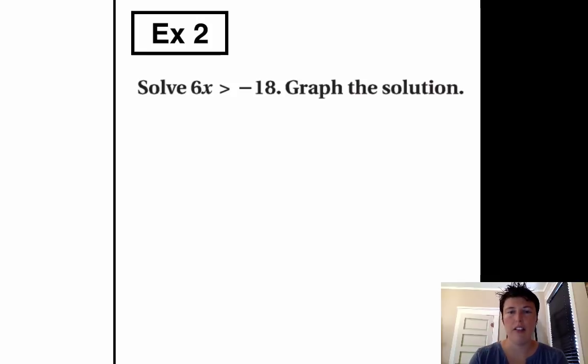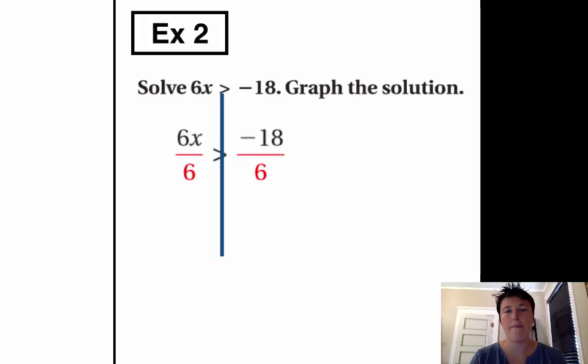6x is greater than negative 18. Well, put a line down the middle. Let's get rid of the 6. 6x means 6 times x. So we're going to do the opposite of multiplying. We're going to divide it away. Divide by 6, and we're going to do it on both sides.